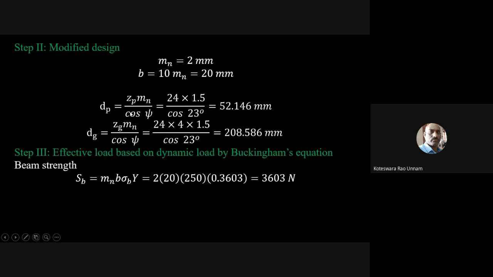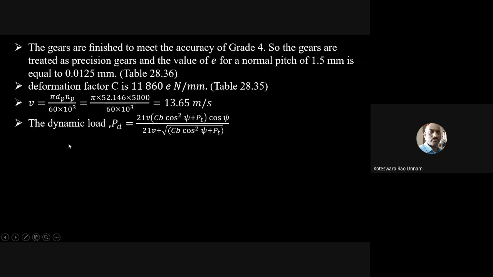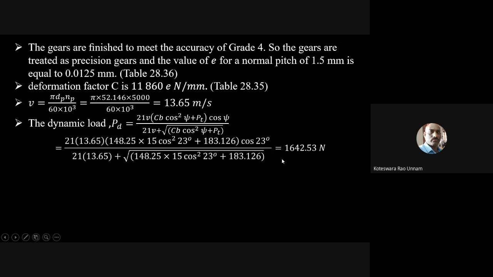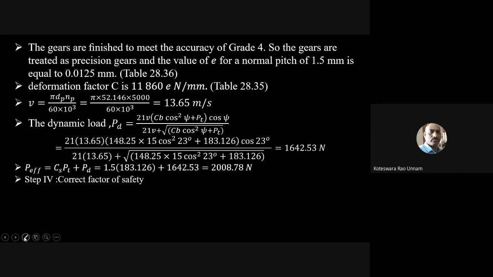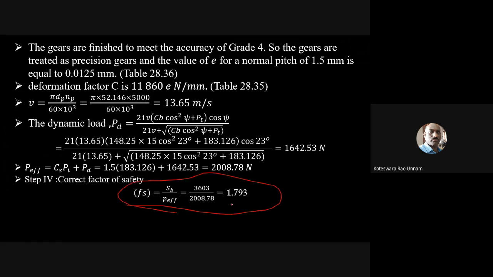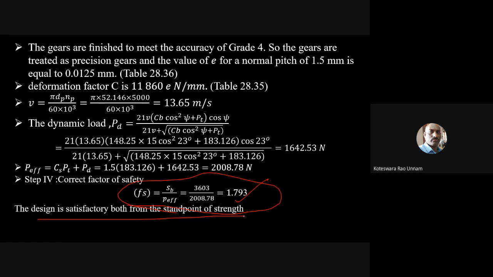Yes, so these are the calculations I want to show you. So we need to calculate the dynamic load. We got the dynamic load as 1642.53 newtons. Then your effective load is this one. Then the correct factor of safety comes out as 1.793 for this module. Then you can say the design is satisfactory. So then the last part of the question: what is the surface hardness required for the gear?